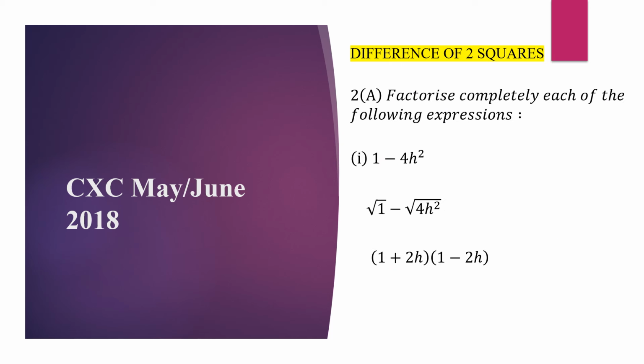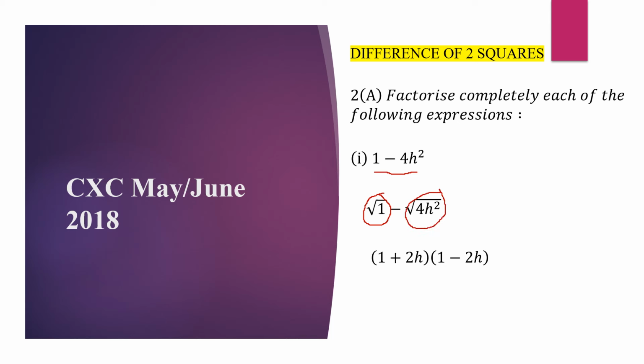CSEC May-June 2018. This first question on factorization reads, factorize completely each of the following expressions. This question is a difference of two squares, and the expression is 1 minus 4h squared. So the key to factoring this expression is to find the square root of 1 and to find the square root of 4h squared.